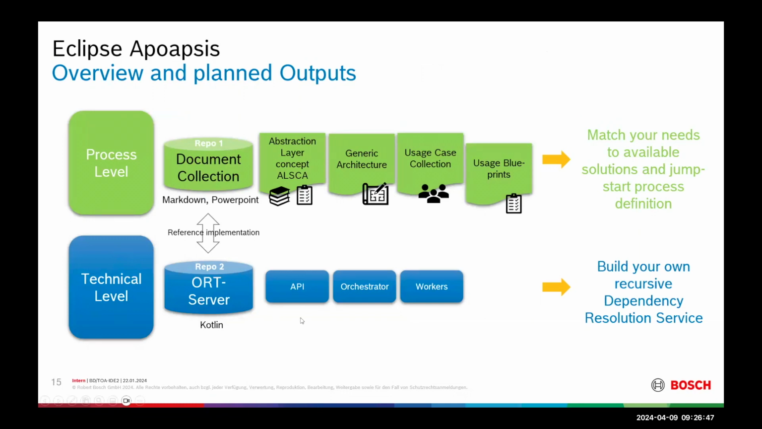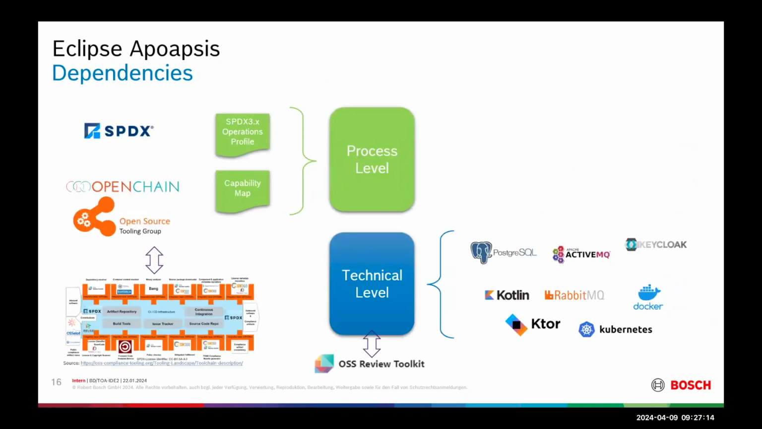So we have a code part, but we also have some non-code stuff, and this is what I want to share today with you. On the process level, this is more PowerPoint and Markdown things. So here in this repository that I'm still preparing is then the whole concept, generic architecture, use case collection, and usage blueprints. I can show this then in more detail. And as always in open source, we do not want to reinvent the wheel, right? So we already have great other community works and assets that we want to reuse.